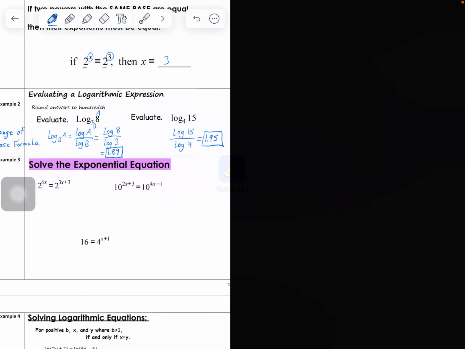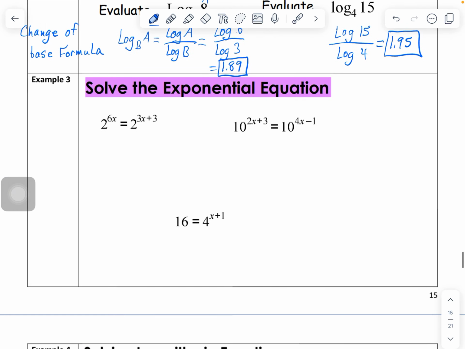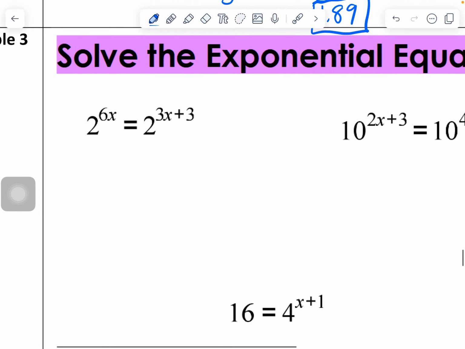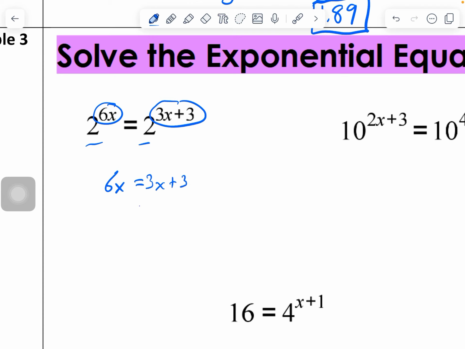Now we're going to go back to some different types of solving. Some will require the calculator, some won't. So these ones we can do without the calculator for the most part. These ones, since we have the same base, we can assume that our exponents have to be equal. So all you'd have to do here is set them equal to each other. 6x equal to 3x plus 3.